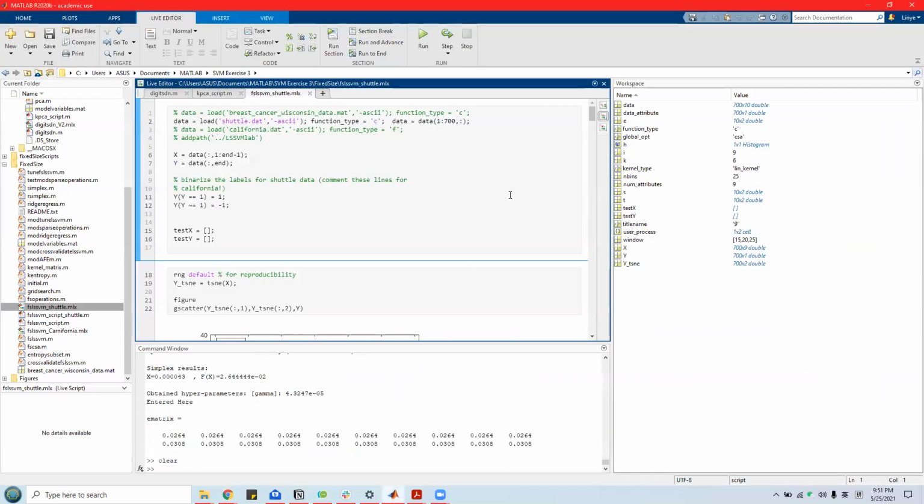Yeah. By default, they only use 700 data points. So those data equals data 1 to 700. And I'm still not sure how they got this number. I think it's something that they want you to compare, because for this Shuttle, if you didn't change anything.